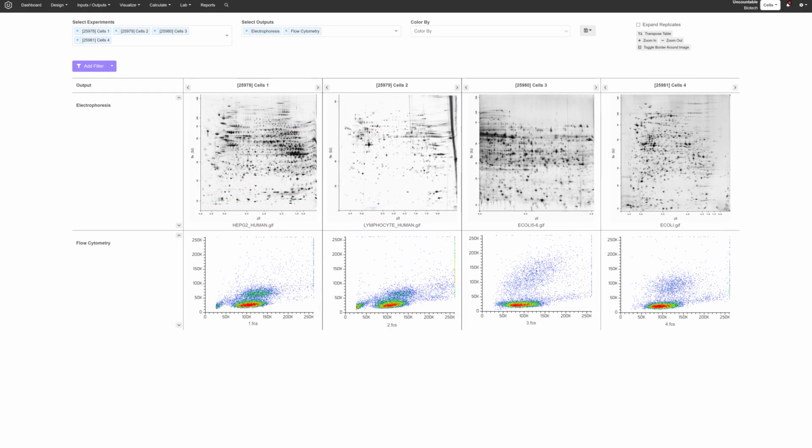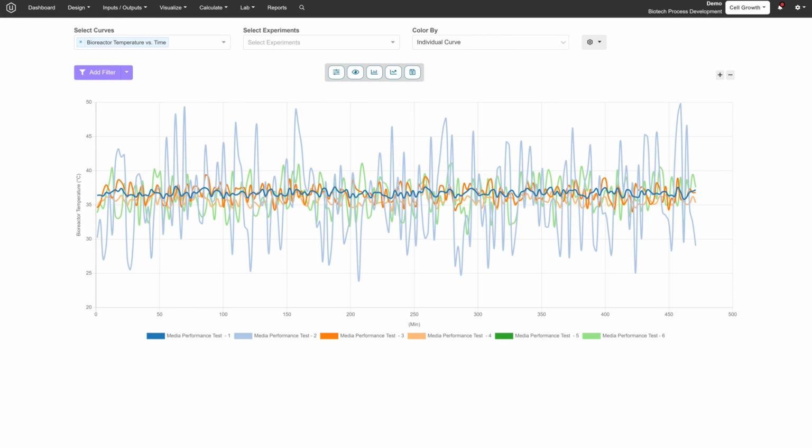We also ensure that images across different experiments can be labeled and compared, whether they be gels or snapshots of plots. Curves from spectra across different samples can be overlaid and manipulated.